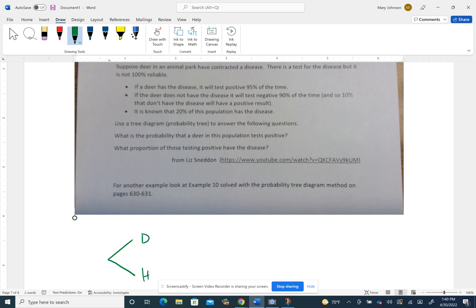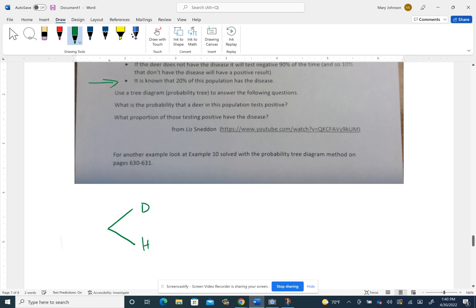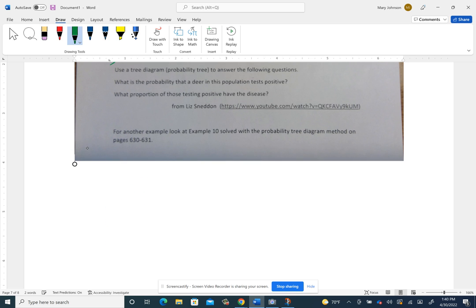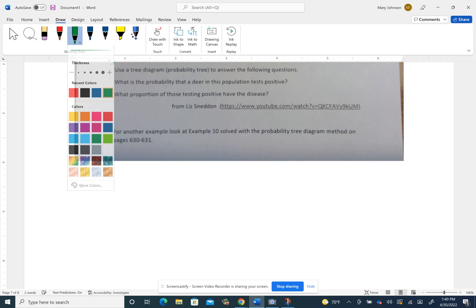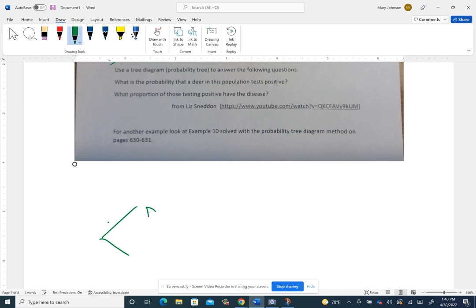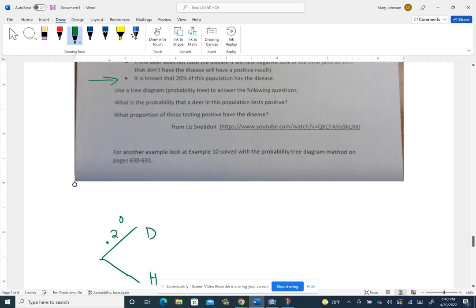As you read through, this statement says it is known that 20% of the population has the disease. So I can use a tree diagram to help me get this figured out. I need a little more room, so I'm going to move this down just a bit. Diseased or healthy: I know that 20% of the population that we're looking at has the disease, which means 80% would not have it. So 20% did, 80% didn't.